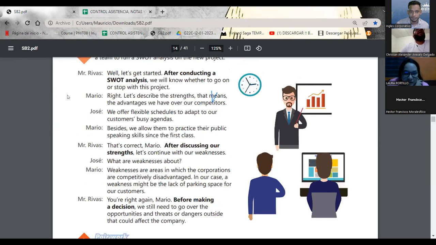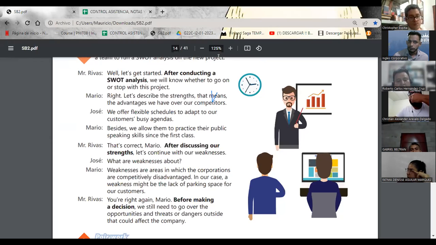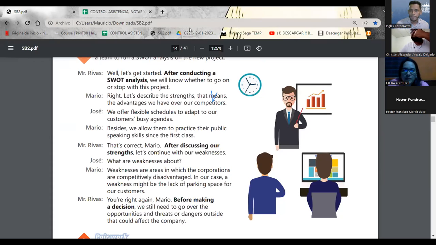Well, let's get a start after conducting a SWOT analysis. We will know whether to go on or stop with this project. Right. Let's describe the strengths, that means the advantage we have over our competitors. We offer flexible schedule to adapt to our customers' busy agendas. Besides, we allow them to practice their public speaking skills since the first class. That's correct, Mario. After discussing our strengths, let's continue with our weaknesses.